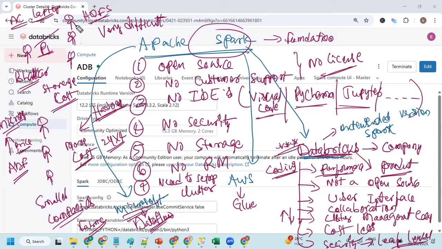The rich navigation will be there if you go with the Azure Databricks. If it is a community edition, some features are not available. And if you go with the Azure Databricks premium, because you're paying for the license, you will be having more features. But this is how the journey happened from traditional ETL tools to Hadoop to Spark, and from Apache Spark to Databricks.